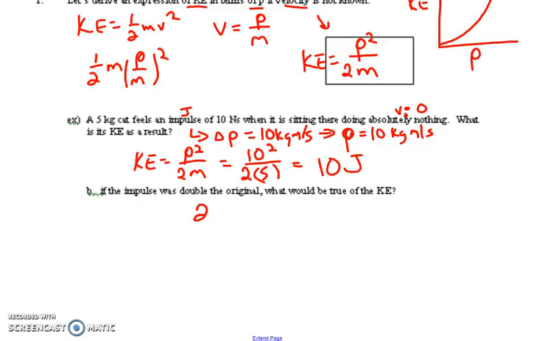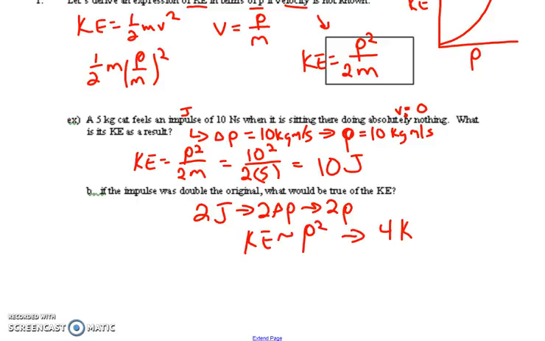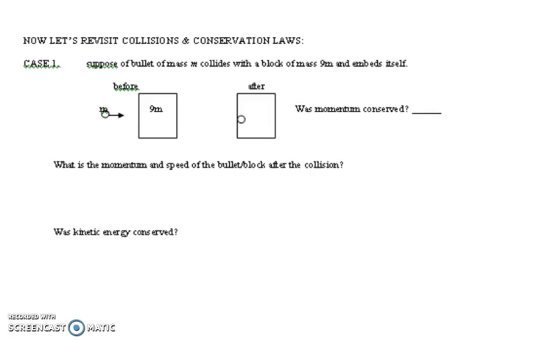Well, twice the impulse will lead to twice the change in momentum, which will lead to twice the final momentum. And so KE is proportional to p squared, so that will lead to 4 times the kinetic energy. Okay? So a small change in momentum gives us a large change in kinetic energy because, again, kinetic energy goes by the square of velocity or the square of the momentum. All right, so let's look at some other situations here. We're going to revisit collisions and conservation laws.